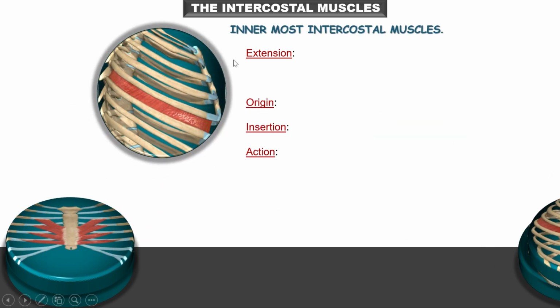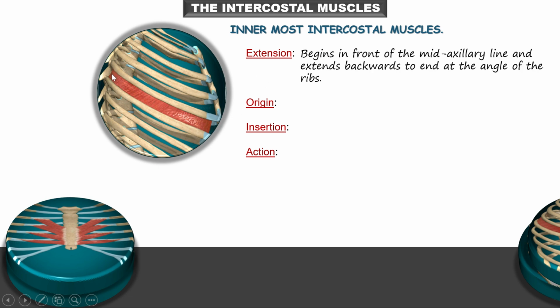Let's look now at the innermost intercostal muscles. So as for their extent, they don't reach the sternum. At the same time, they don't span the whole space behind. So they begin in front of the mid-axillary line and extend backwards to end at the level of the angle of the ribs. The orientation of the fibers is similar to the internal intercostal muscles, which is simply obliquely backwards, as you can see in this particular illustration. What is their origin? Their origin is from the medial border of the costal groove of the rib above.